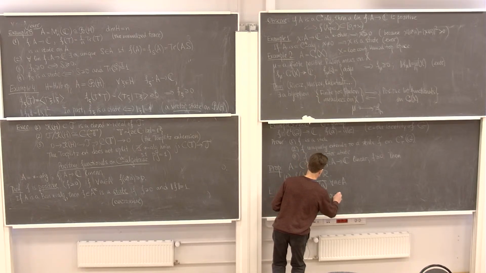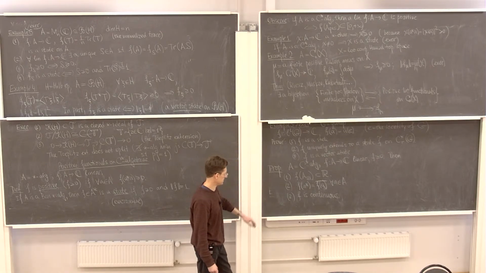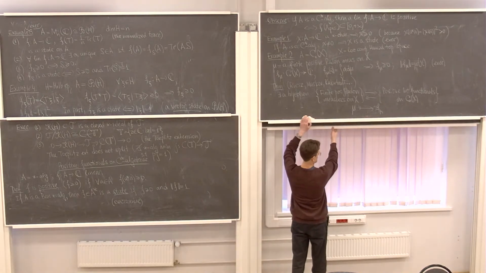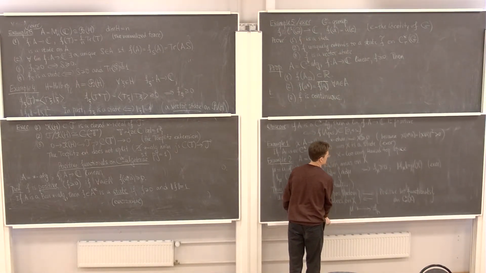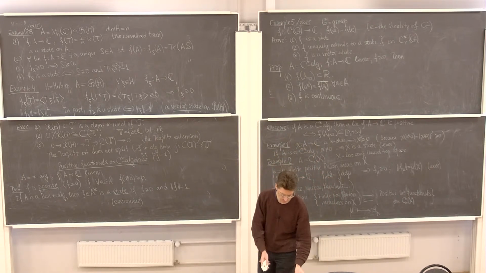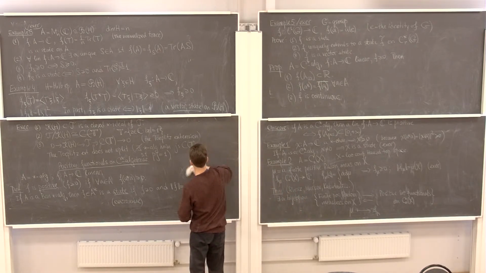We didn't assume continuity in our definition of a positive functional, but it turns out that positive functionals on a C-star algebra are automatically continuous. So this is another useful automatic continuity result. We already know that all characters on a Banach algebra are continuous. We know that all star homomorphisms between C-star algebras are continuous. And now we will see that all positive functionals on a C-star algebra are continuous.